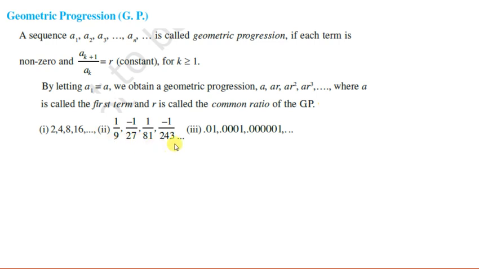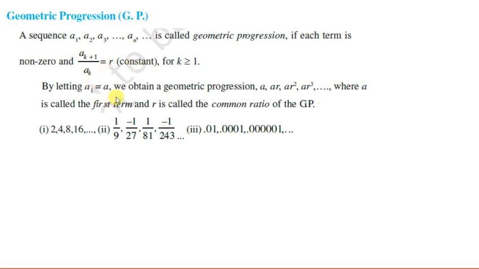This sequence is also a GP. When you find the ratio minus 1 by 27 divided by 1 by 9, it is minus 1 by 3. Next one, 1 by 81 divided by minus 1 by 27, that is also minus 1 by 3. It means here also the ratio is constant, so it is also a GP. In the third one, if you find the ratio of consecutive terms, you will get 0.01. Here also the ratio of the third and second term is 0.01. So it is also constant, so this sequence is also a GP.